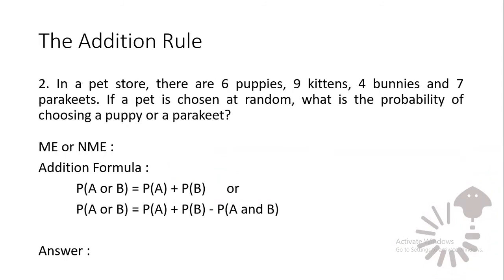Number 2. In a pet store, there are 6 puppies, 9 kittens, 4 bunnies, and 7 parakeets. If a pet is chosen at random, what is the probability of choosing a puppy or a parakeet? Aside from Edgar, who can answer this? Is this mutually exclusive or non-mutually exclusive?